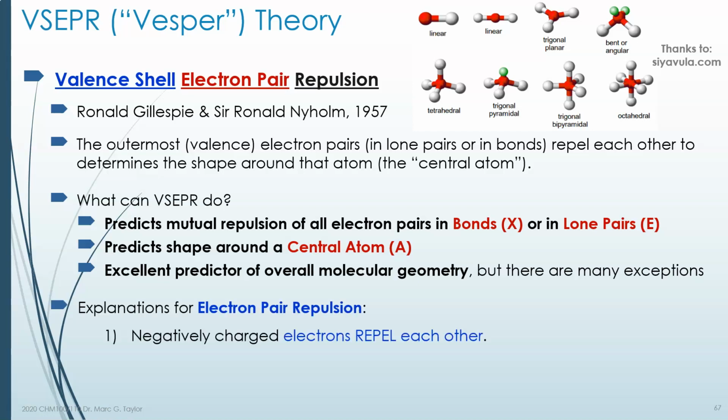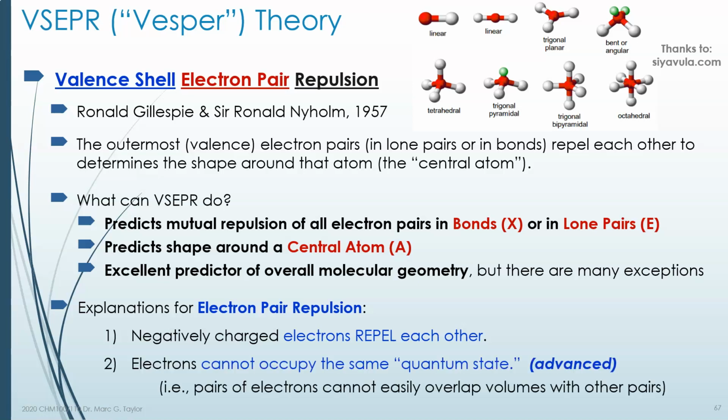And the reason why we have this repulsion is twofold. Number one, you should already know electrons are negatively charged. If you have one pair of electrons near another pair of electrons, those are negative charges trying to stay away from other negative charges. So they repel each other.